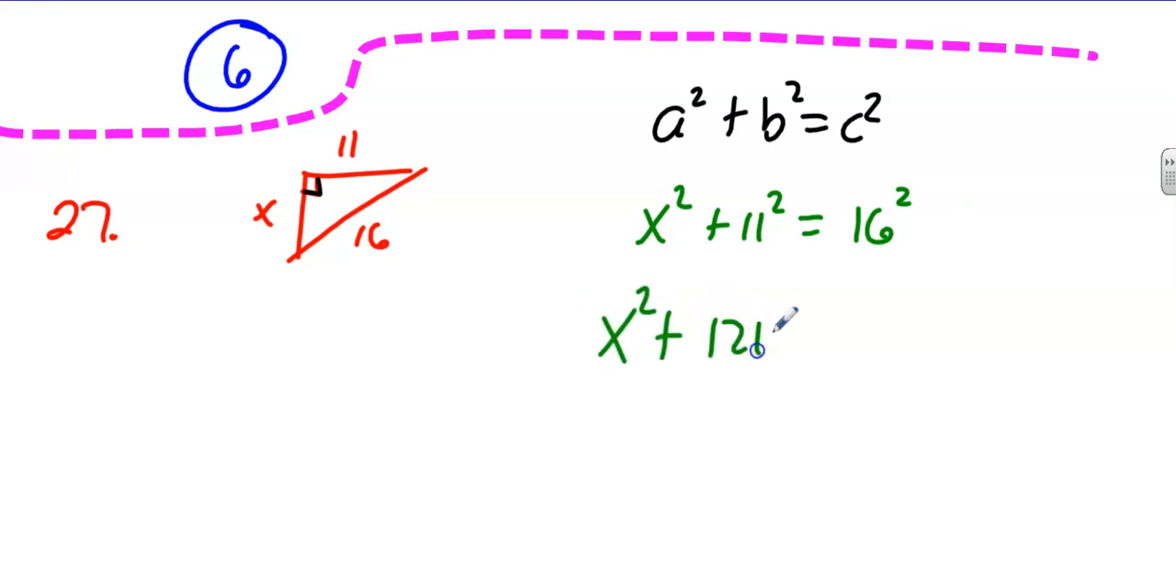11 squared is 121. 16 squared is 296? Is that right? Oh wait, that's not right. Seems like it's too big. Hold on, let me double check it real quick. So 15 squared is 225. No, 16 squared is 256. I'm sorry. Even when I said it, that didn't seem right. Okay, how about 256?